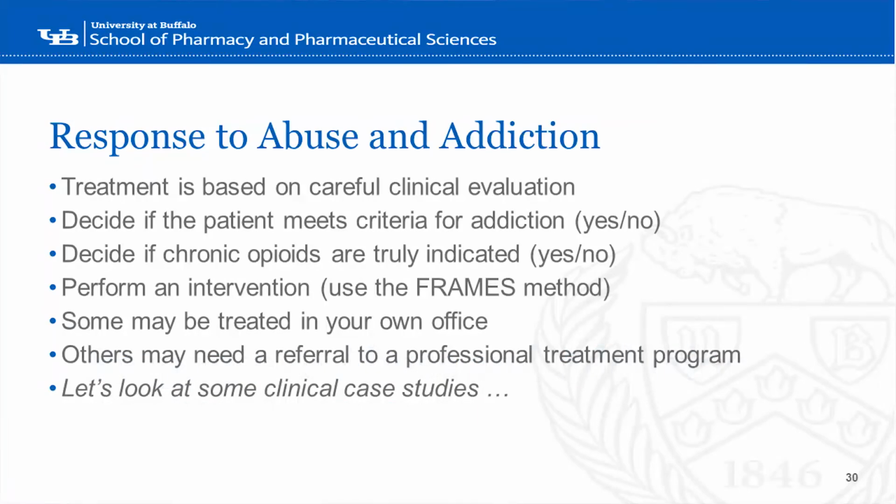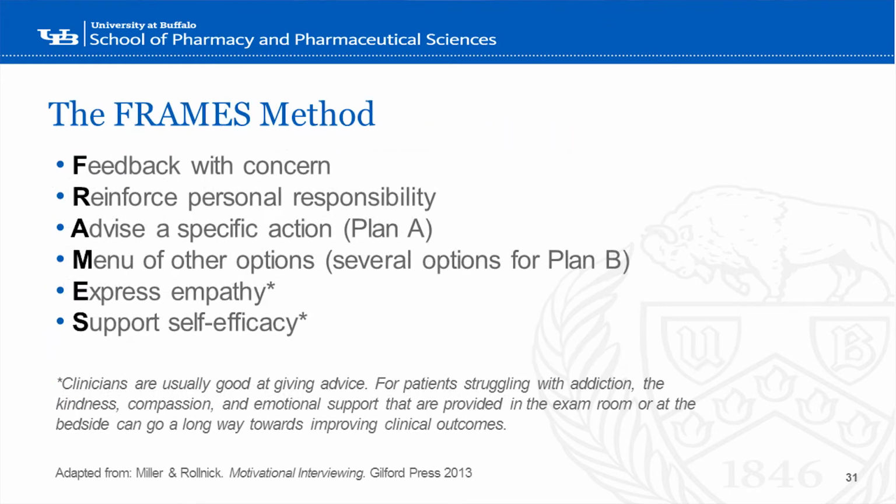The treatment is based on a careful clinical evaluation. Decide if the patient meets criteria for addiction. Yes, no. Decide if chronic opioids are truly indicated for the underlying medical condition. Perform some sort of intervention, such as the FRAMES method, which we'll talk about a little bit more later. Some of these patients may be treated in your own office. Others may need a referral to a professional treatment program. And we'll look at some clinical studies here. Now, the FRAMES model can be used in these clinical situations.